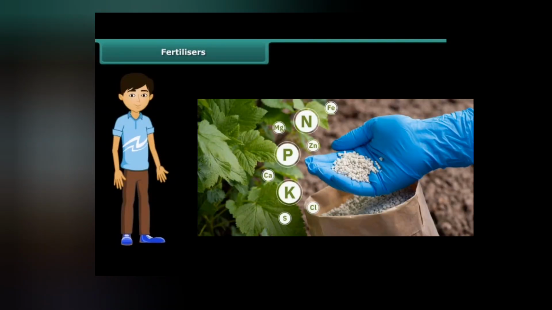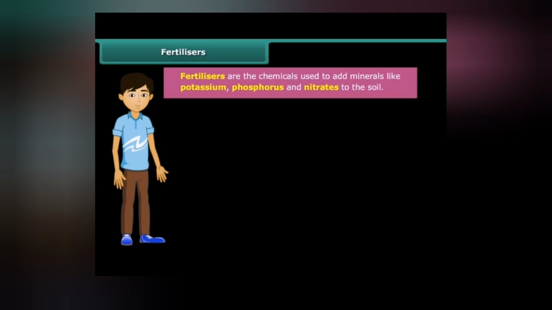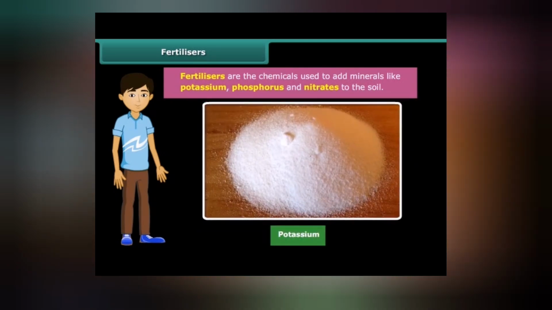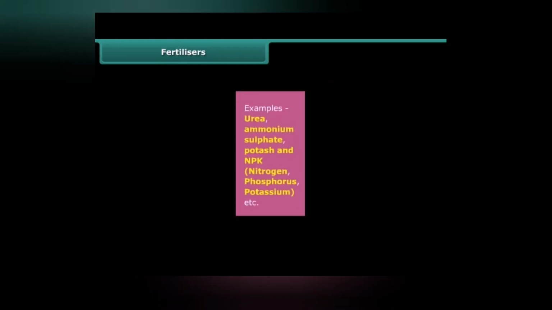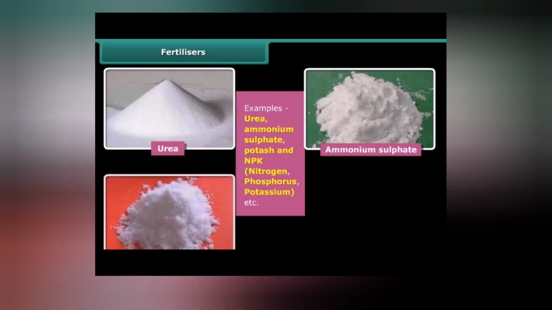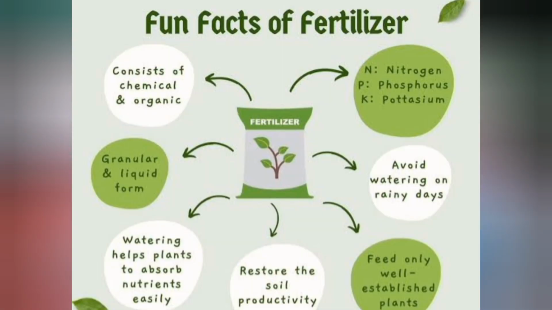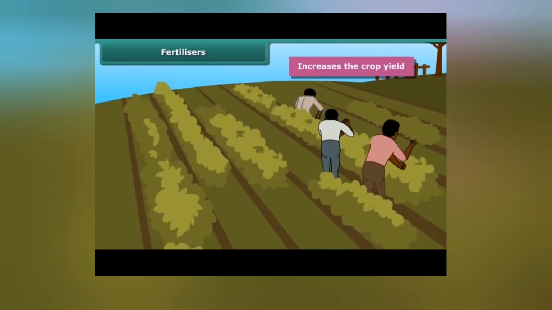Like manure, fertilizers are also used in replenishing the lost nutrients and minerals in the soil. Fertilizers are chemicals used to add minerals like potassium, phosphorus, and nitrates to the soil. Fertilizers are produced in factories. Some examples of fertilizers are urea, ammonium sulfate, potash, and NPK: nitrogen, phosphorus, and potassium. The use of fertilizers increases the crop yield.